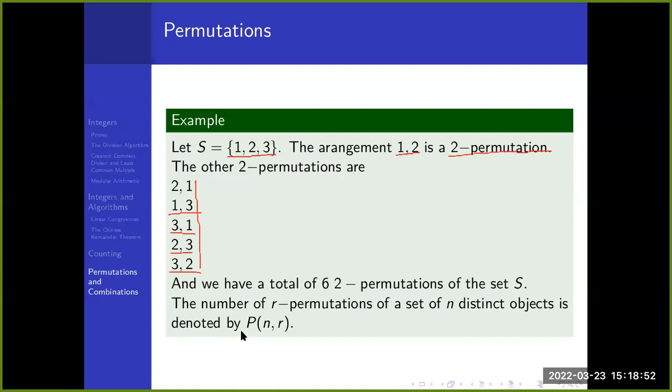So there is some notation we shall introduce now. The number of r-permutations of a set of n distinct objects will be denoted by P(n, r). Some books will write it in this form where you have P and then n and r. It will mean the same thing. Some books will write it like this, but the book we are using is using this notation. So we shall stick to this notation of P(n, r).